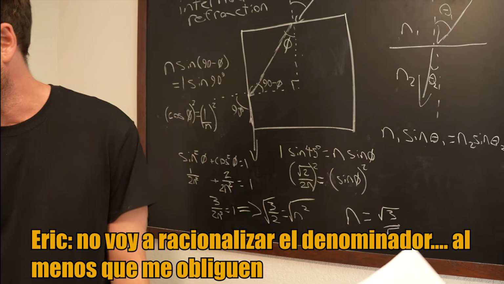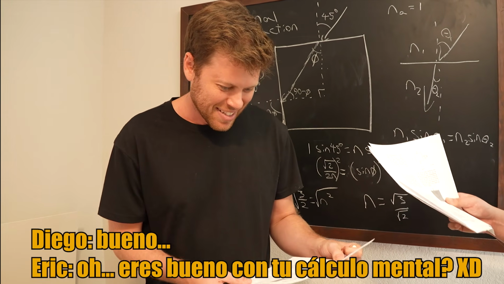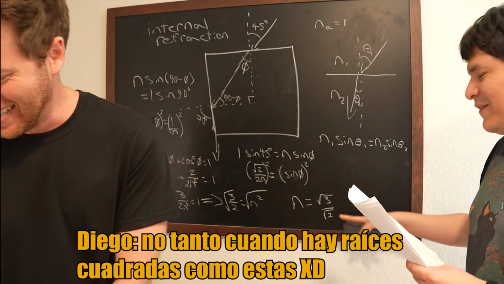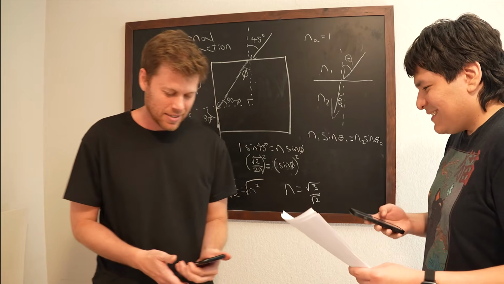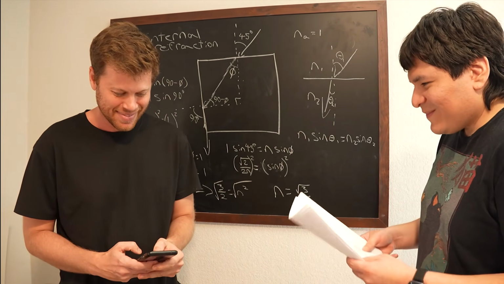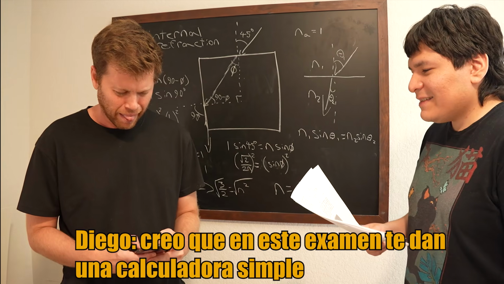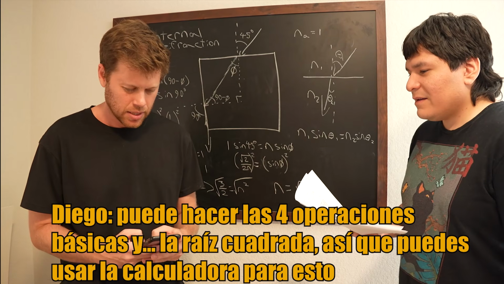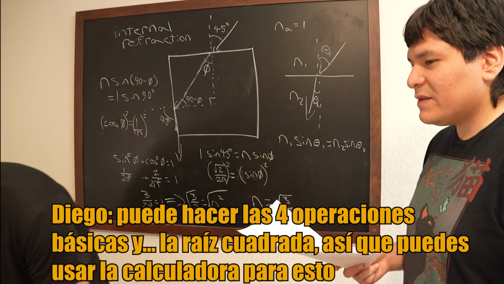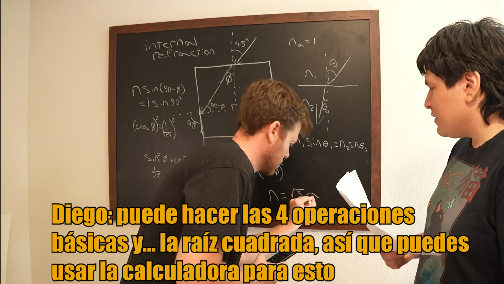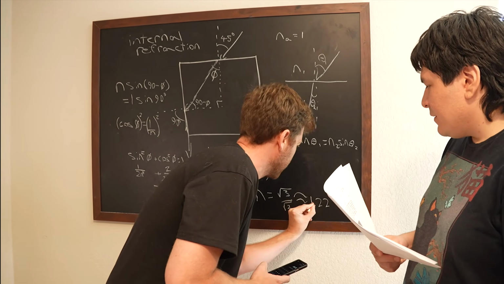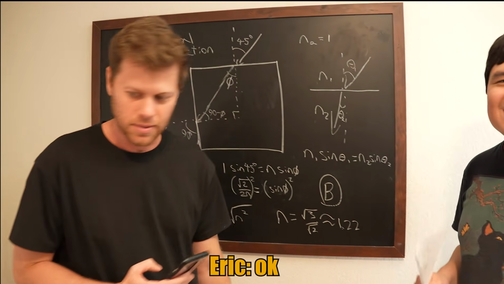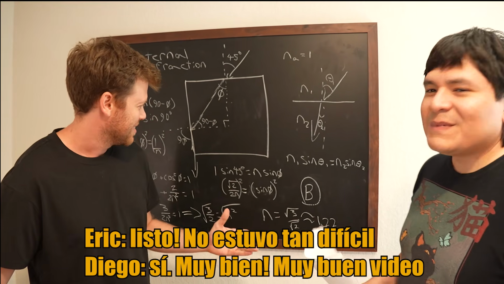I'm not rationalizing. I refuse. Unless they make me. Well, I guess you can. How's your mental math? Not good when you have roots like that. Are you gonna pull it up? Okay. I'm gonna try. I think in this exam they give you a very simple calculator that can take the basic operations plus square root. So you can do this on the calculator. Beautiful. Which is B. Nice. Okay. There we go. Done. Okay, not so bad.